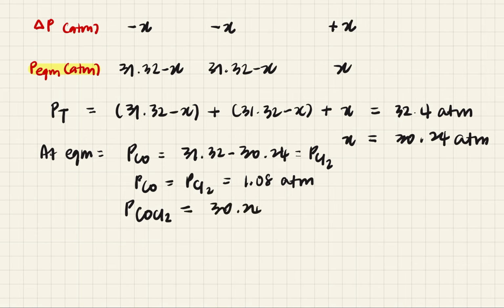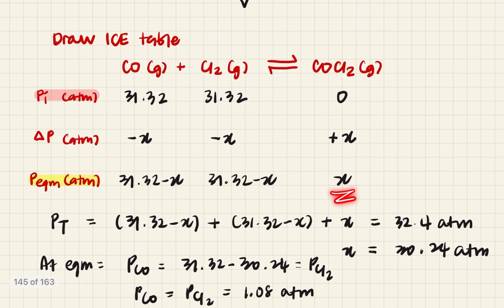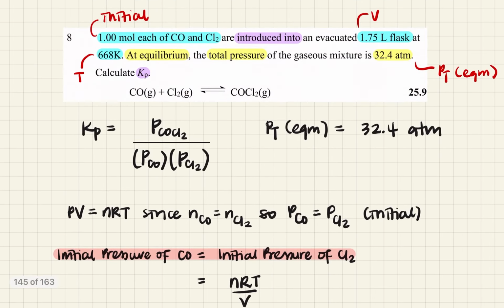Okay, and then your partial pressure for COCl2 will be 30.24 lah, sebab dia adalah X je kan. Here, right here. For this one, okay, X. So this is it. So can we write our Kp expression? Yes, we can. Okay, so just fill in your values here and then you will get your answer 25.9.